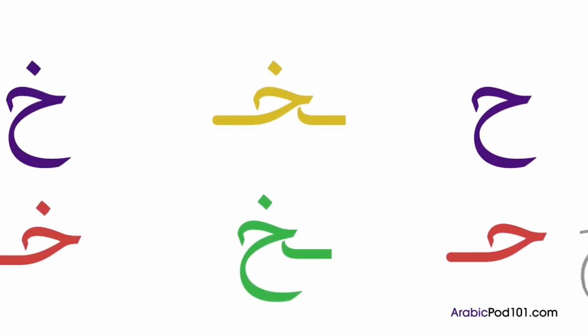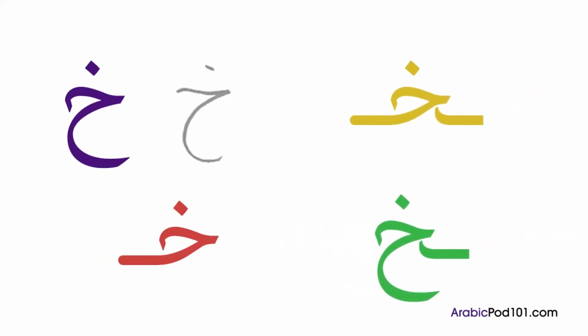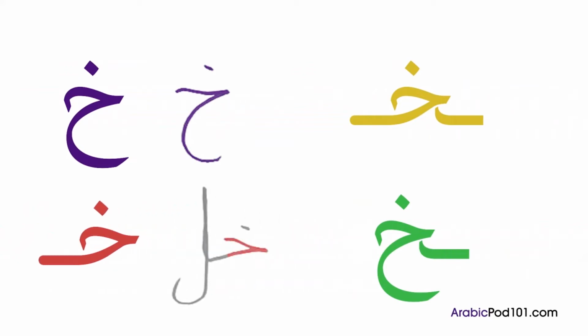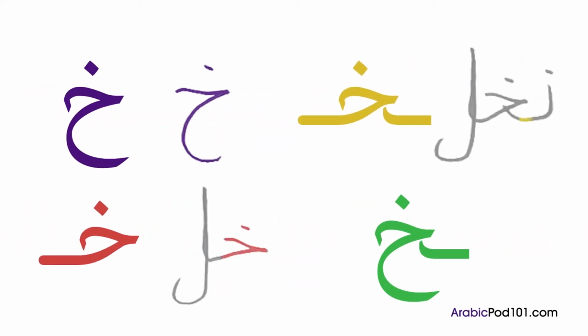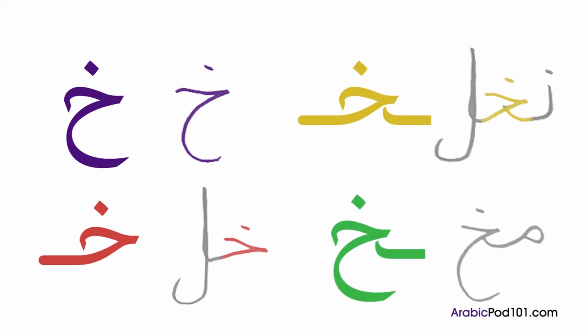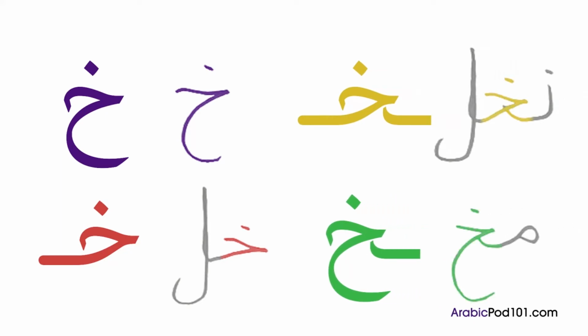Finally, we have kha. Isolated, initial, medial, final. That's it for lesson 3. Next, let's review lesson 4.